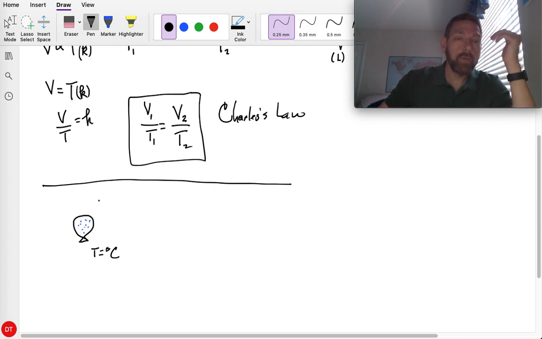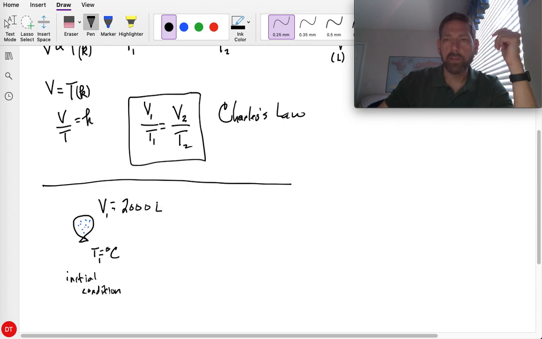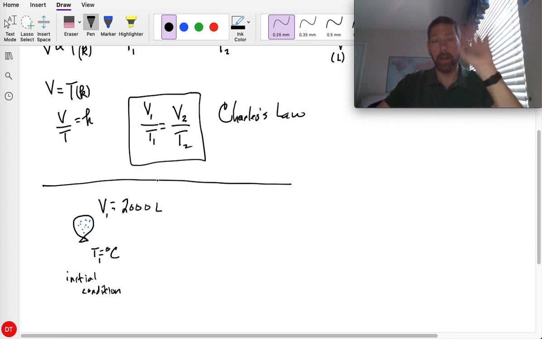And then you've got a certain volume here. Now remember, this is our initial condition, so we're just going to assign that a 1. So this is our initial condition. All right, initial state, same thing, right? And we've got a volume of, let's just say, 2,000 liters. Again, this is not to scale, not even remotely to scale.